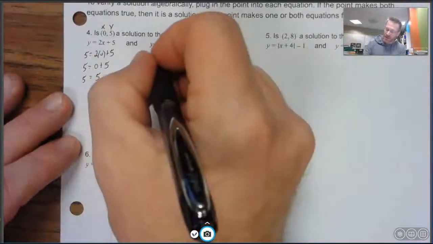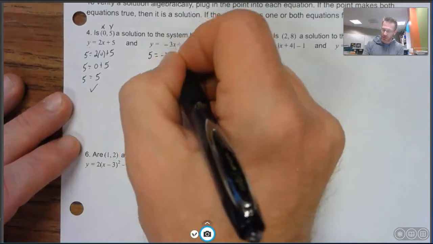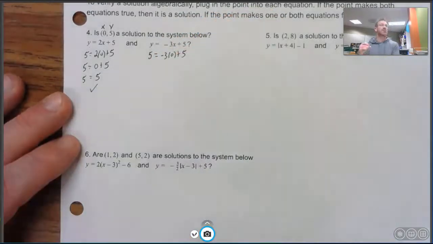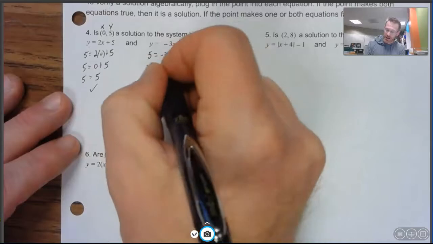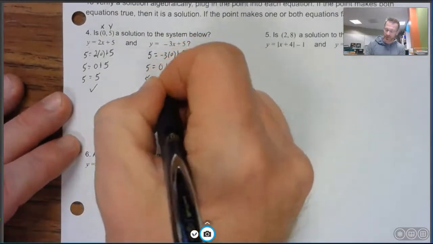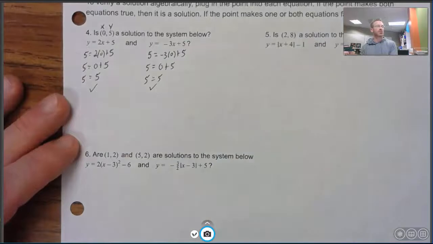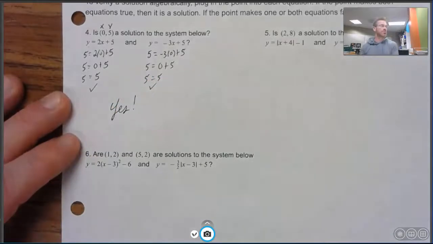So now I'm going to take 5 and plug that in for y in this equation, and I'm going to plug 0 in for x in this equation, and do order of operations here. So -3 times 0 is 0, and then 0 plus 5 is 5. So notice it makes both equations true, which means that point is on both equations. So these two lines intersect at (0, 5). Because it makes both equations true, this is a yes.